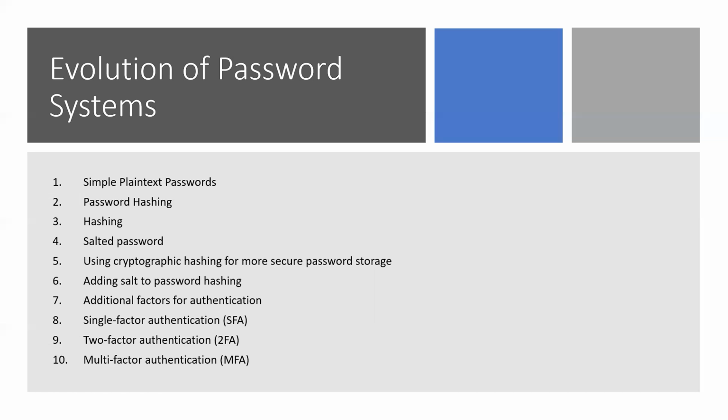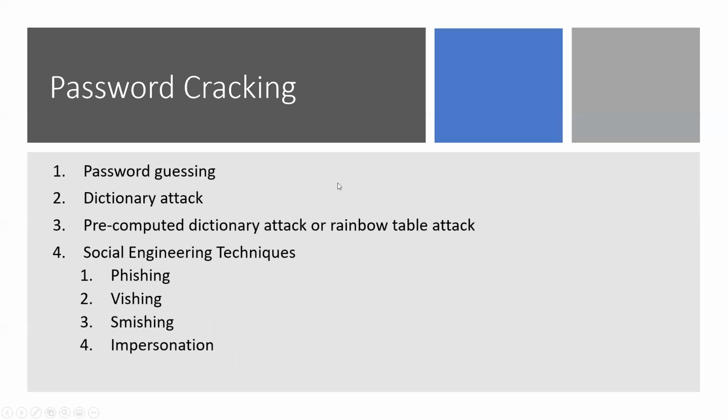So 2FA, as discussed a while ago, is a subset of that. So it is just a type of MFA where you only need two pieces of evidence, at least two factors, when you log in. So that's about it for the evolution of password systems. So the last topic that I'll be discussing for this chapter would be password cracking, right?